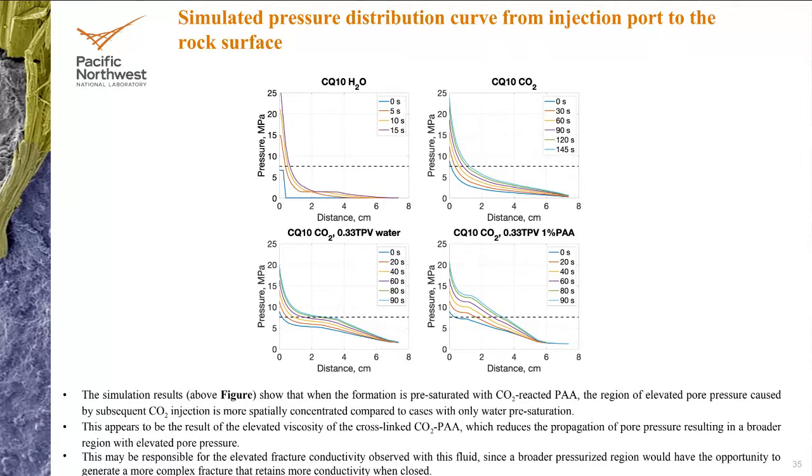So what we believe is that the higher viscosity associated with the reaction of PAA with CO2 reduces the propagation of pore pressure. So it results in a broader region with elevated pore pressure. And that could be, it's just a hypothesis, the reason why we generate more conductive fractures as compared to either water alone, CO2, or water CO2.